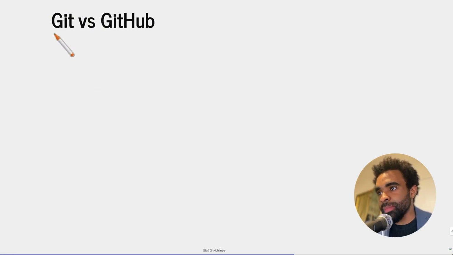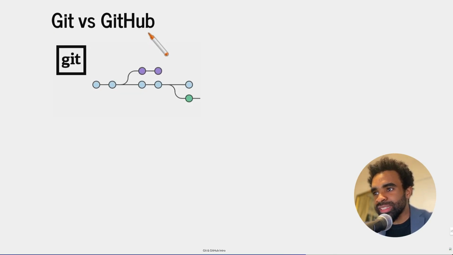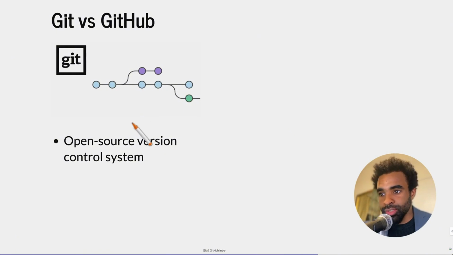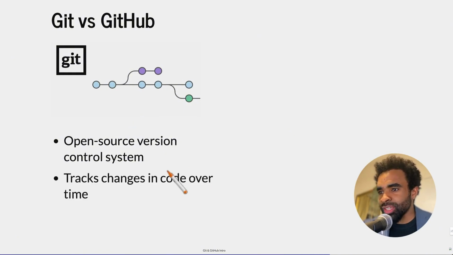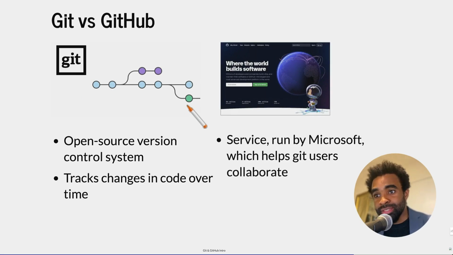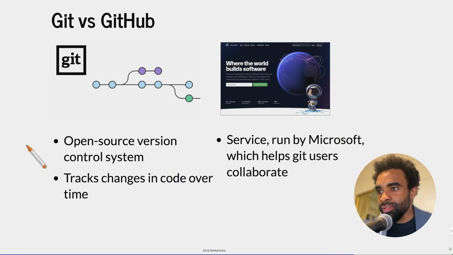Now I've been talking about Git and GitHub, and indeed these are 2 different things. Let's try to distinguish them. What is Git? Git is an open source version control system that helps you track changes to your code or to your documents over time, as you can see represented in that diagram. And what is GitHub? Well, GitHub is a service which helps Git users collaborate. So Git is kind of the original system, and GitHub is something built on top of Git that helps users collaborate better.